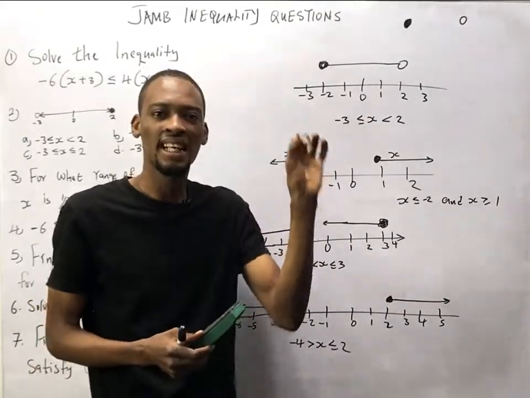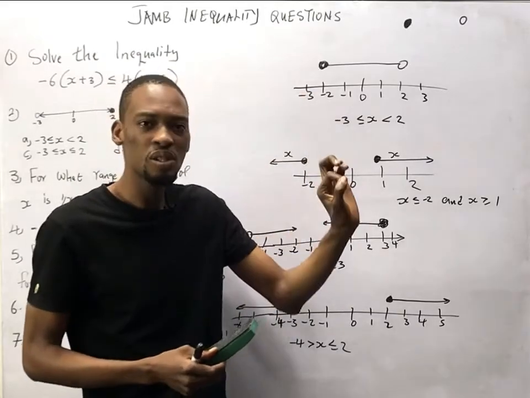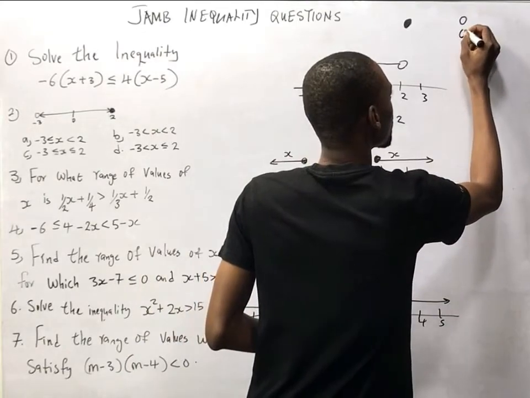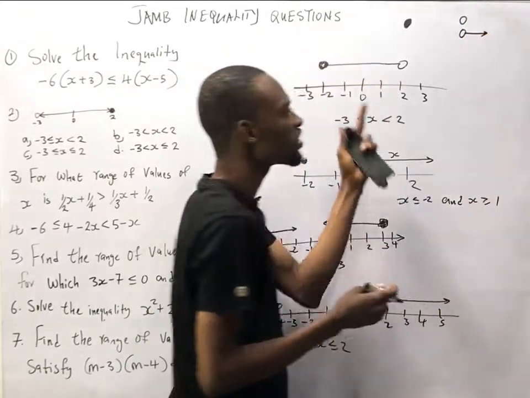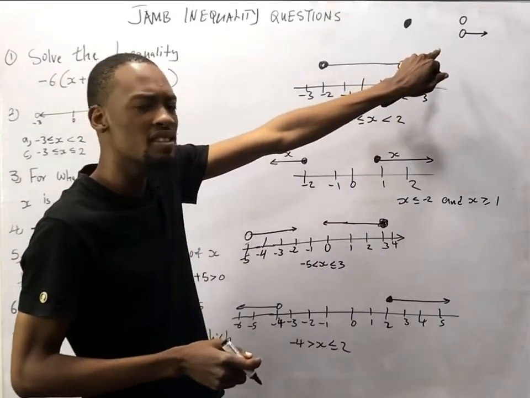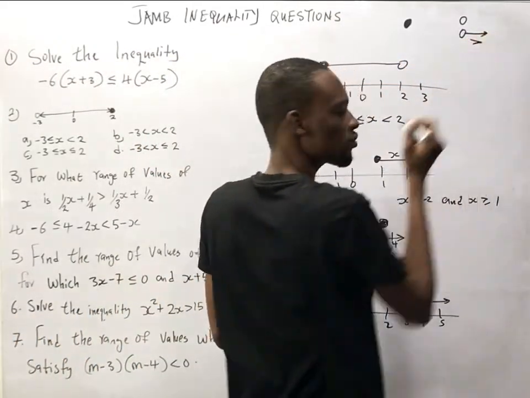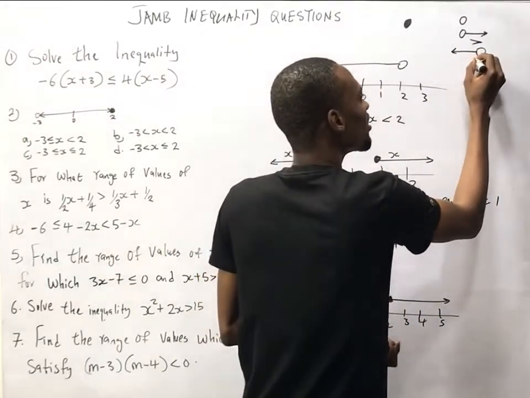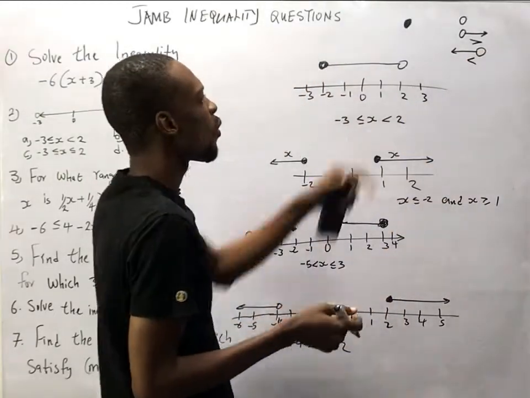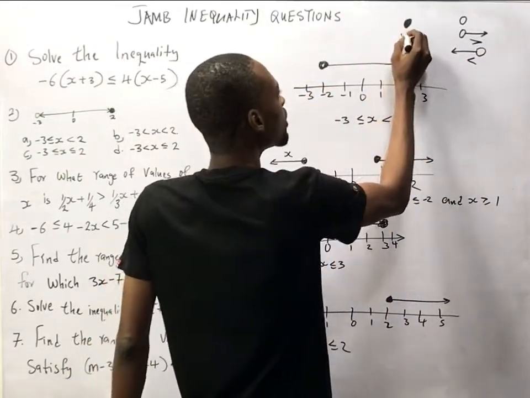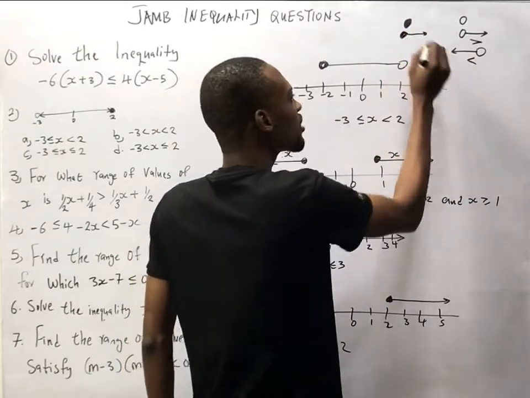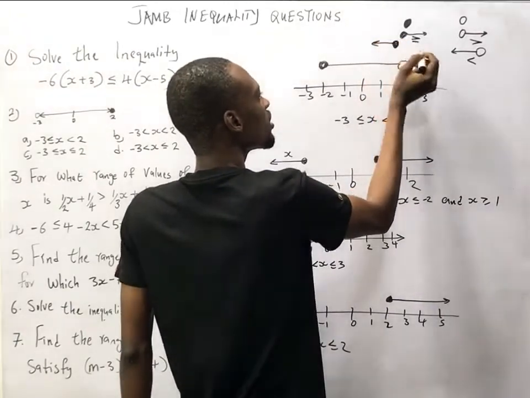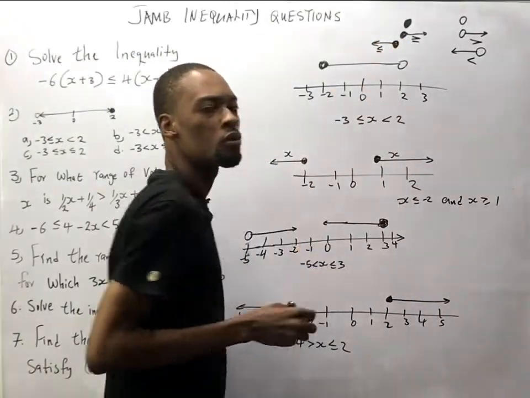Now, what makes it lesser than or greater than is the direction of the arrow. If you have something like this, this is obviously going this way. It means that represents greater than. If the arrow is going this way, this simply represents lesser than. How about this? If the arrow is going this way, it simply means greater than or equal to. And if the arrow is going this way, it simply means lesser than or equal to.